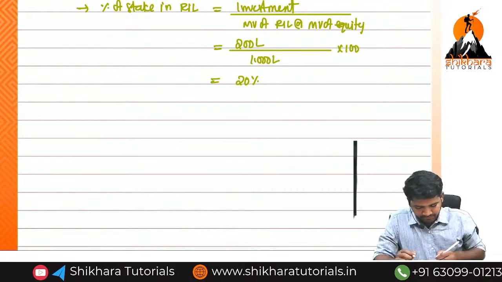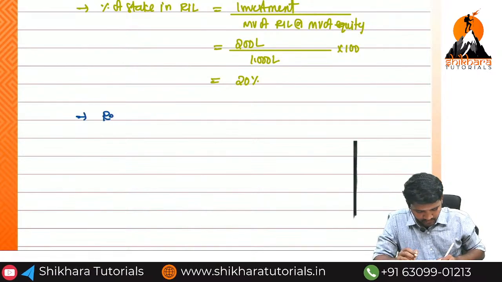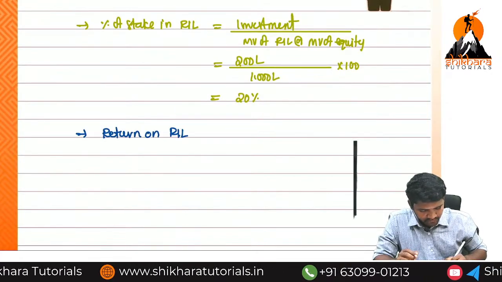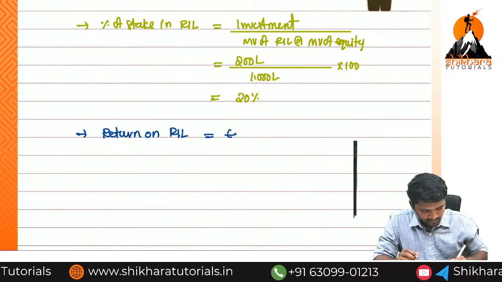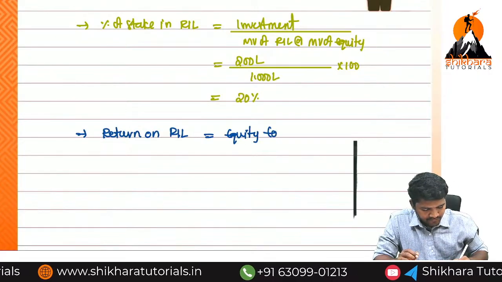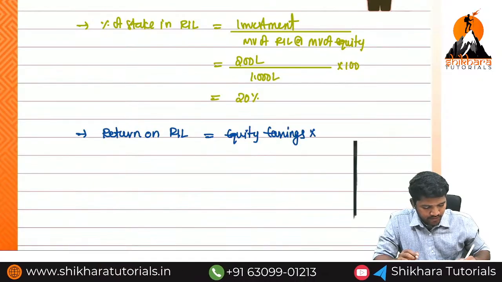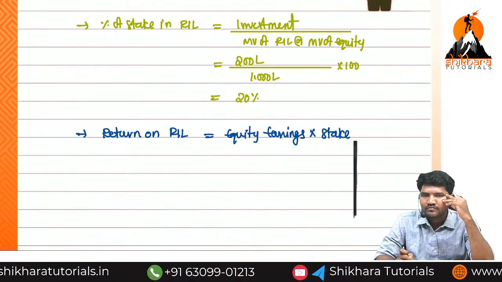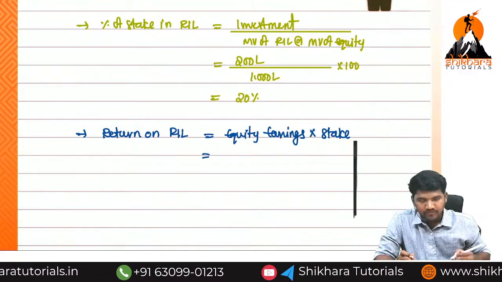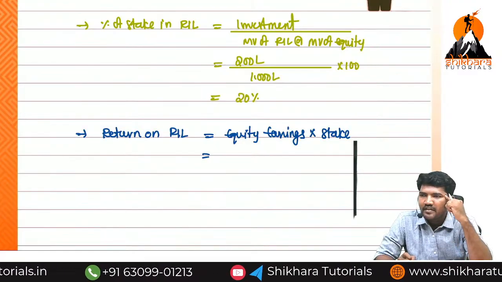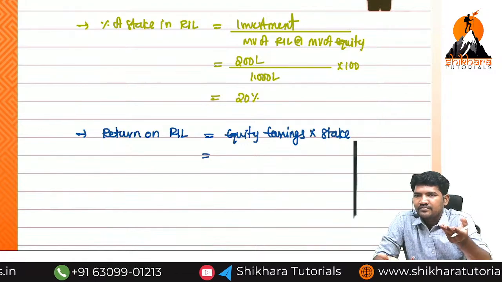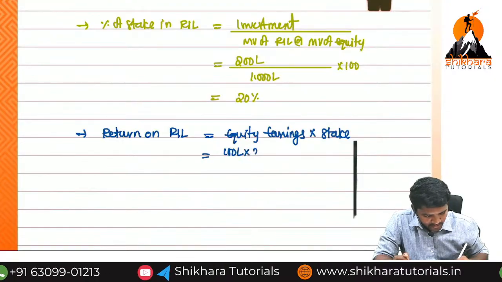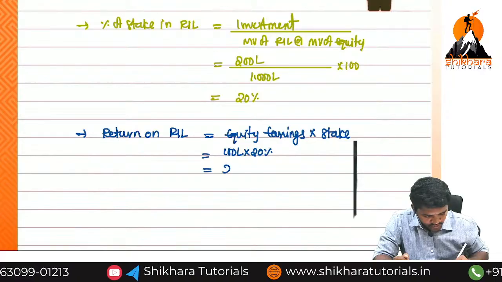Now, return on RIL is equal to equity earnings into stake. Equity earnings into stake. So how much is the equity earnings? 100 lakhs, sir. Any interest adjustment? No, sir. Why? Because there is no debt, sir. Now, the entire 100 lakhs EBIT is known as equity earnings. Into stake 20%, I can enjoy 20 lakhs.